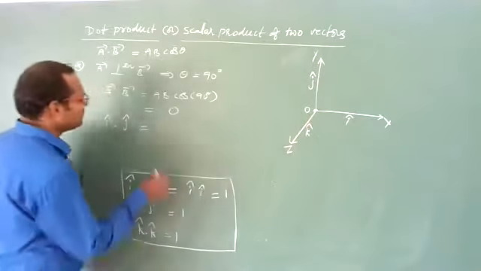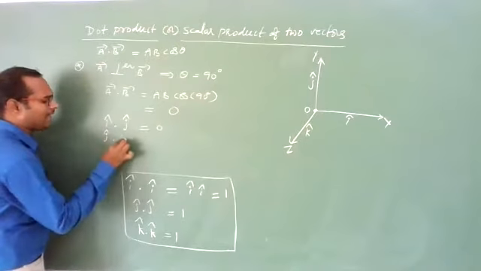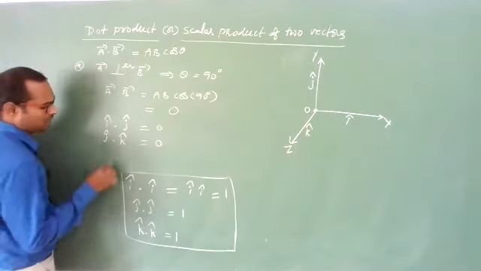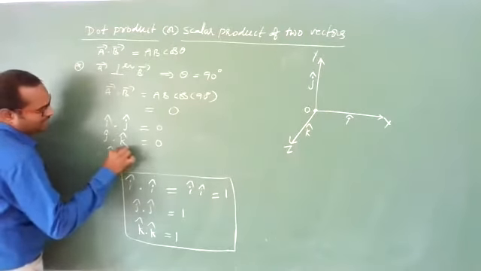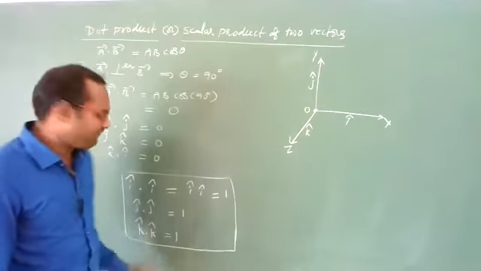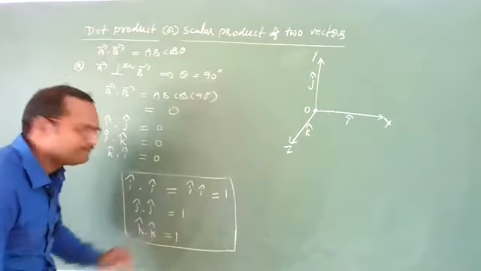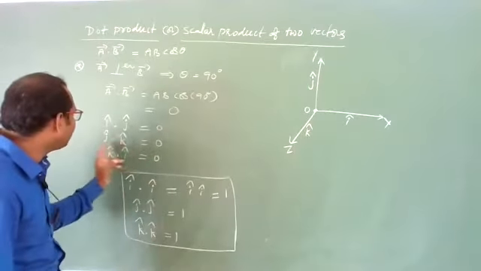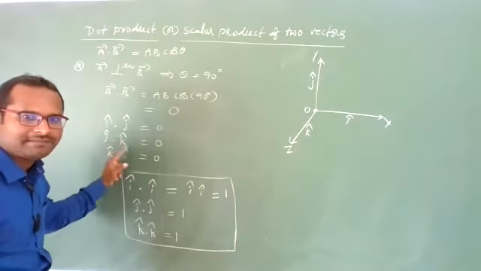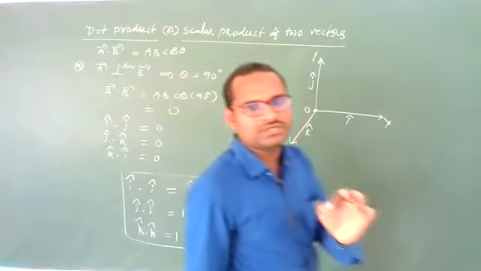Then what you will get? You will get 0. Similarly, j cap dot k cap gives you 0. k cap dot i cap also gives you 0 because they are perpendicular to each other. If vectors are similar and you take a dot product, you will always get 1. If vectors are perpendicular to each other, then always you will get 0. You should remember this.